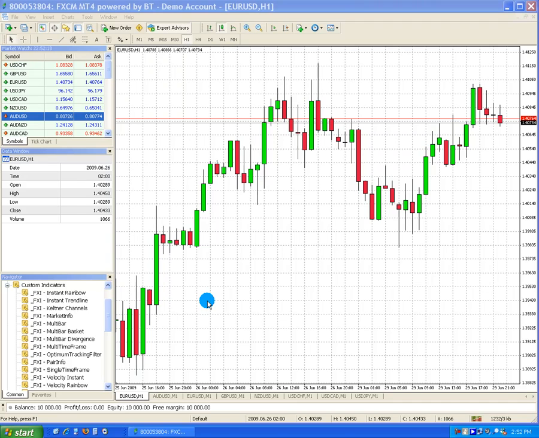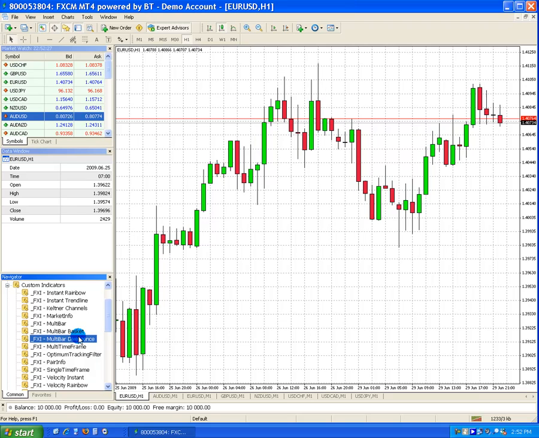Hi, and welcome to the Forex Internals MultiBar Divergence indicator demonstration. Today we'll be showing you how the MultiBar Divergence indicator works and what the settings do. However, before we get started, there are two things I'd like to talk about.